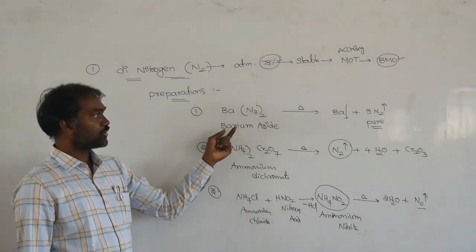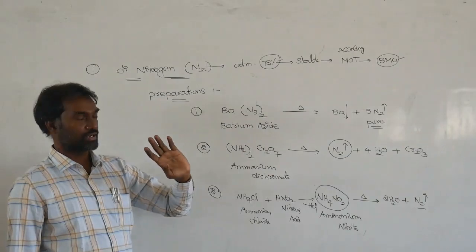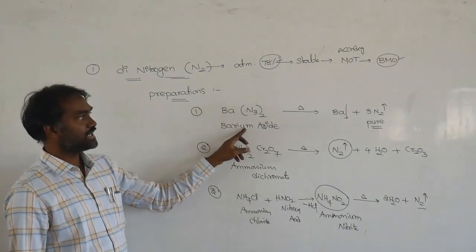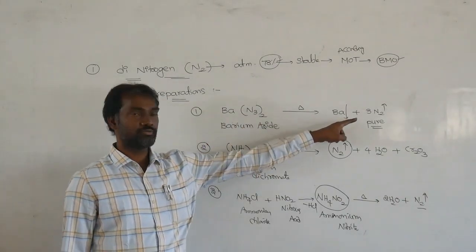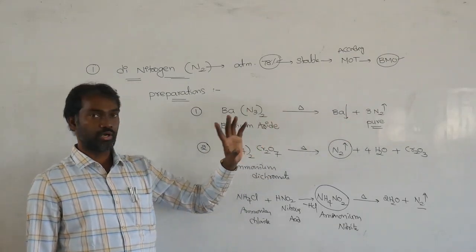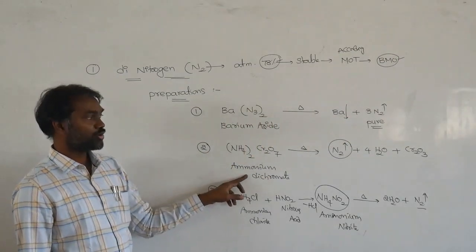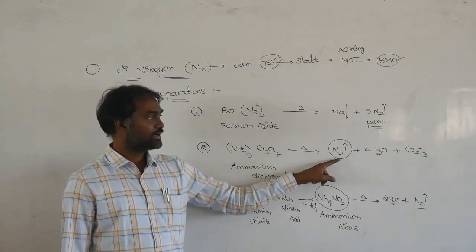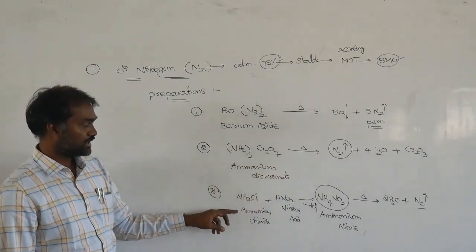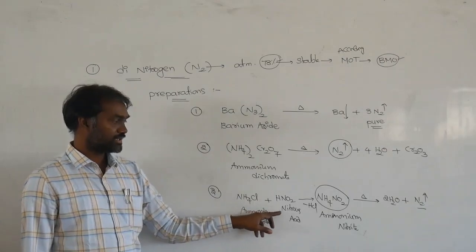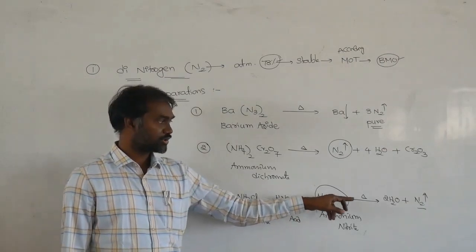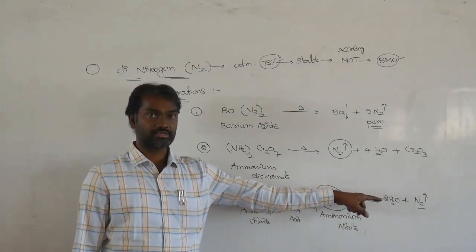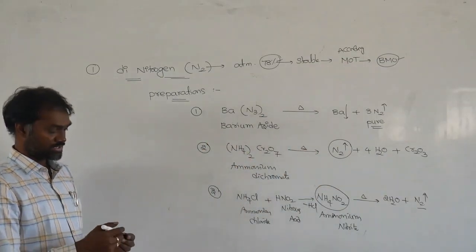In the same manner, you write down the matter. When barium azide is heated at high temperature, it will give pure nitrogen. Next, when ammonium dichromate is heated at high temperature, it produces nitrogen gas. Next, when ammonium chloride is treated with nitrous acid, it also produces nitrogen gas. These three are the preparations.